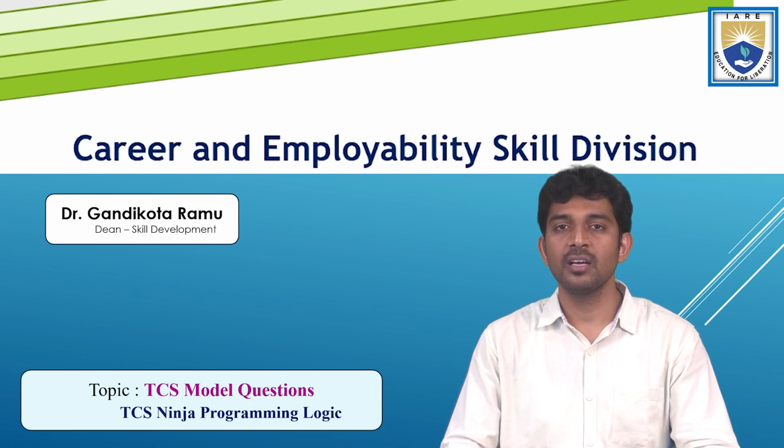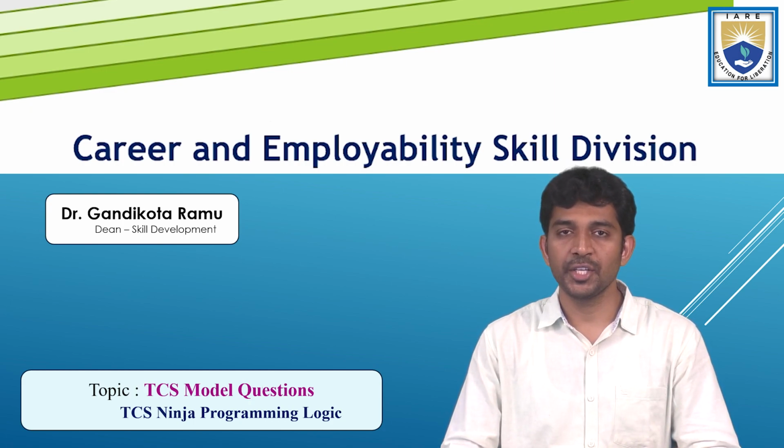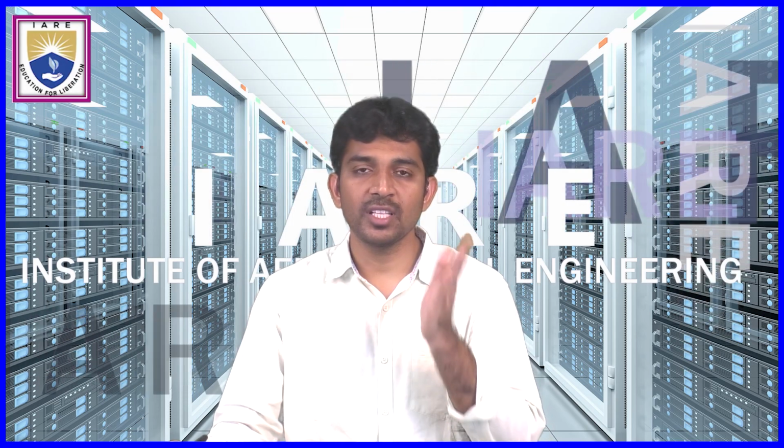Today, I'm going to discuss TCS Ninja NQT model questions regarding programming logic. You know that TCS is going to offer two kinds of packages: one is 3.6 lakhs LPA and one more is 7 lakhs LPA. The package is going to be decided based on the programming questions. The people who solve the programming questions will be eligible for the higher package, called the digital package. The people who are unable to solve the two programming questions come under the Ninja package, which is 3.6 LPA.